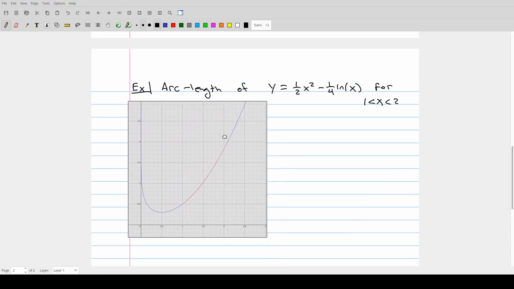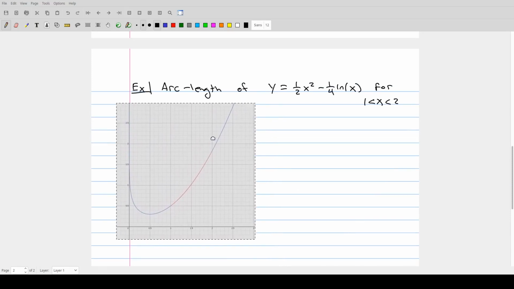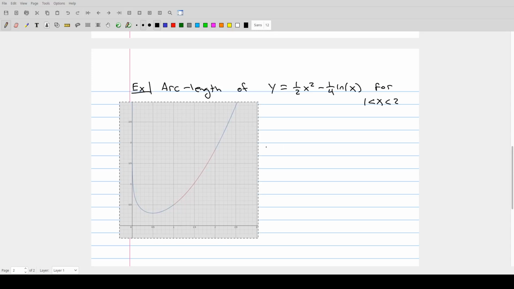So this is a picture right here that I plotted using Desmos of this exact function right here. This is the x-axis. This is the y-axis. And this is the general function, 1/2 x squared minus 1/4 ln of x. But we're really only interested in this example from the arc length from 1 to 2. So I've colored that section of the function in red. So we want the actual physical length of this curve right here.